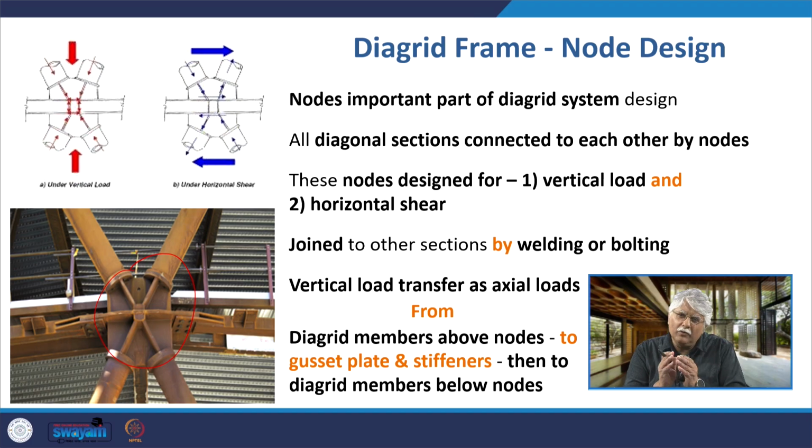They are joined to other sections either by welding or bolting, and the vertical load transfer takes place as axial loads. As I just showed you, both gravity and lateral loads are axially transferred from the Diagrid members above the nodes, then transferred to the diagonal members below the nodes.